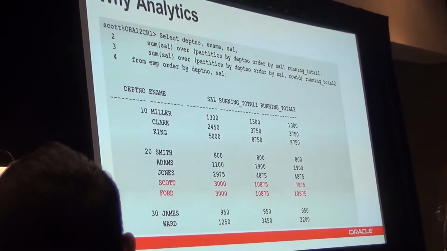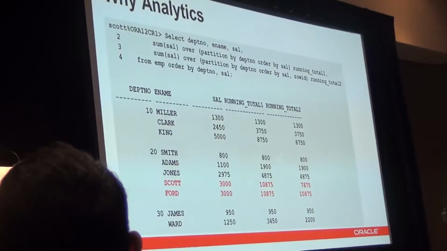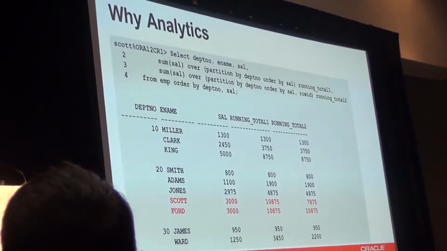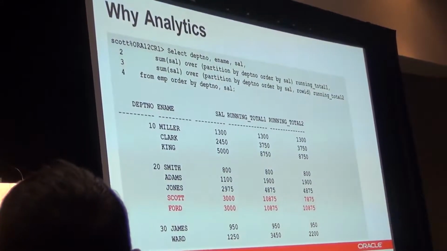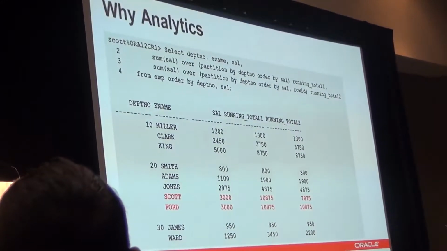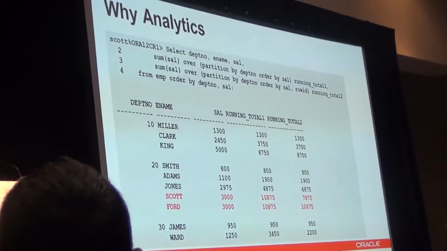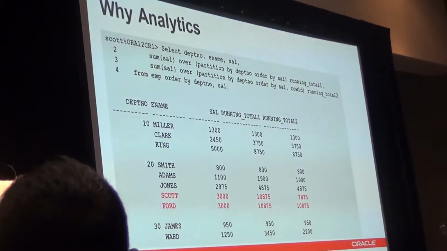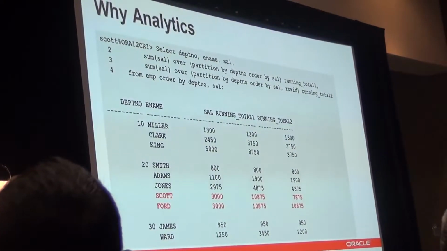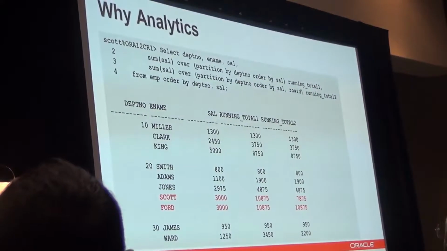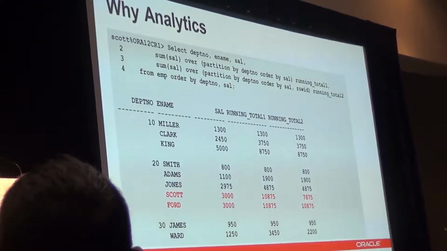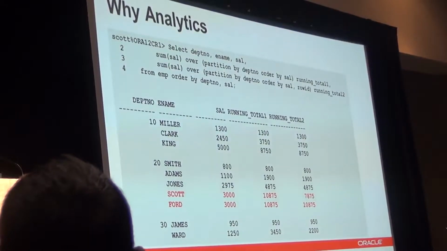So in many cases, when working with these analytic functions, you are going to want to make sure that you order by something deterministic. Because if you notice the running total column for Scott and Ford in Department 20, they both make the same amount of money, $3,000. So when I just order by salary, the database doesn't know which one comes first. So it says both come first. And so the running total looks a little off, because the running total is the same for both of them.